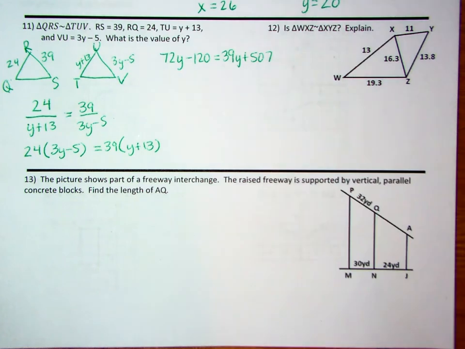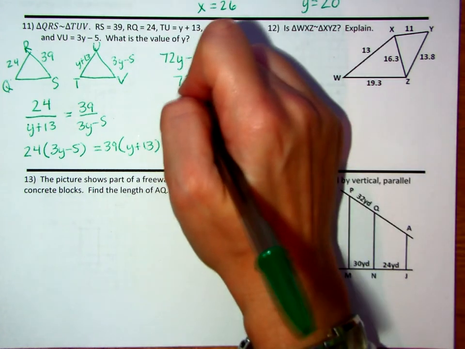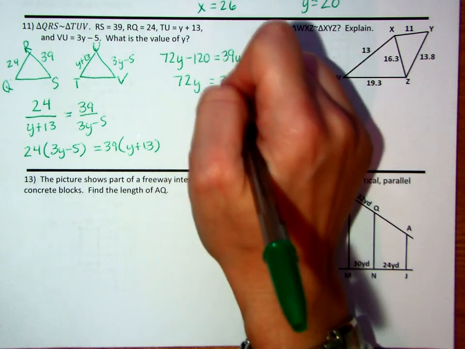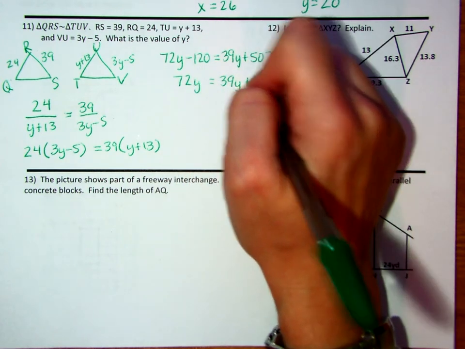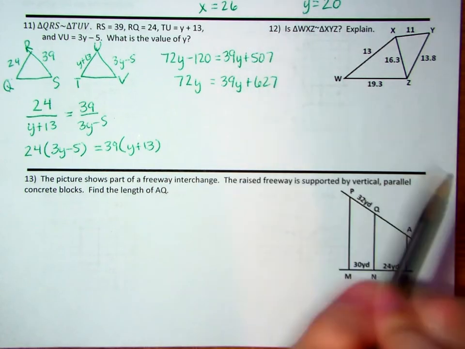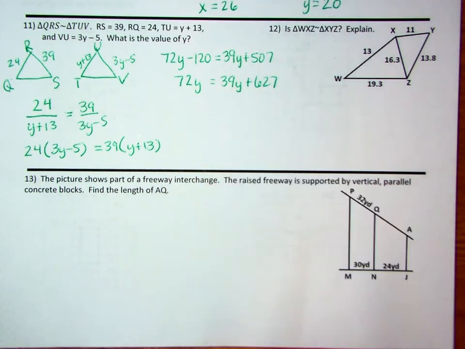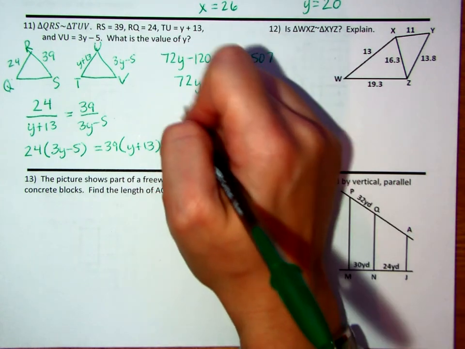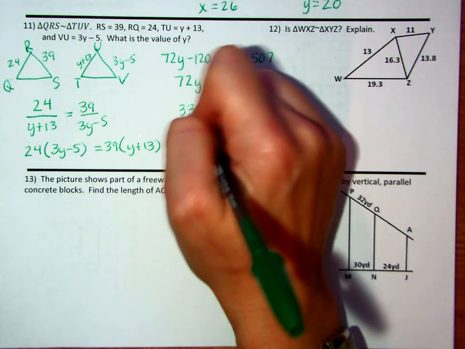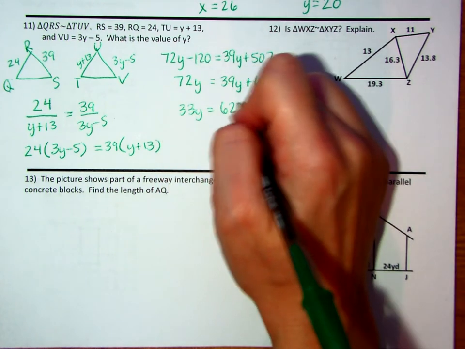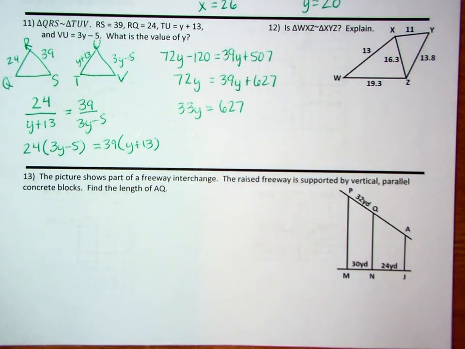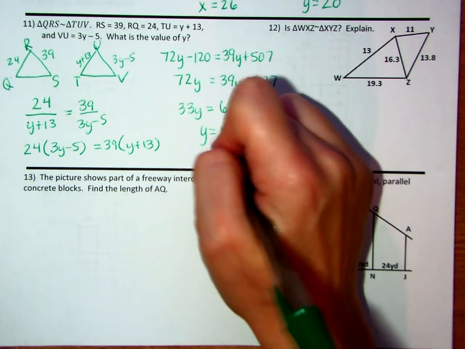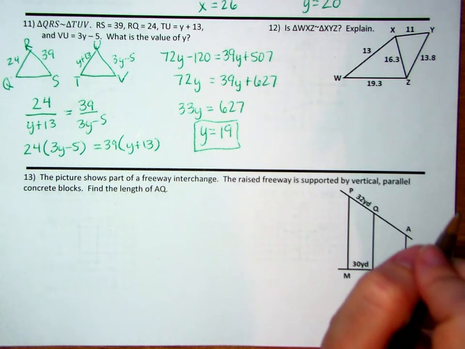So I'm going to add 120 to both sides. When I do, 507 plus 120 leaves me with 72y equals 39y plus 627 after adding 120 to both sides. I'm now going to subtract 39y from both sides. So 72y minus 39y leaves me with 33y equals 627. Now I'm going to divide 627 by 33, and that leaves me with a value of 19 for y.